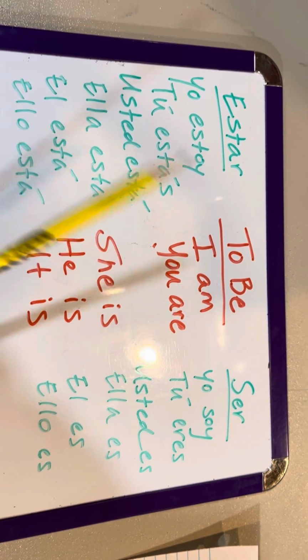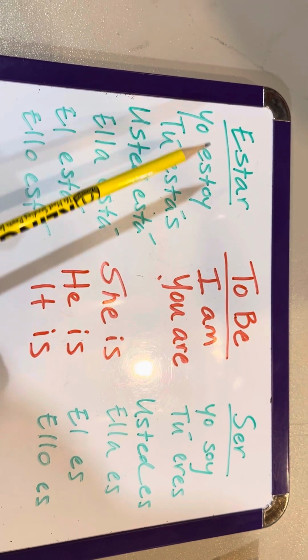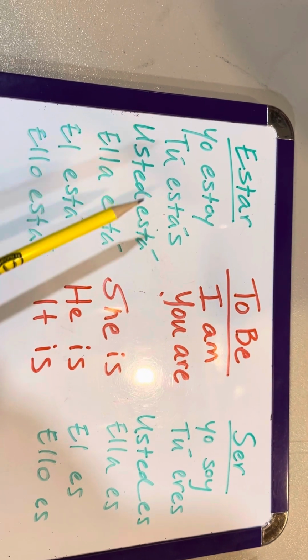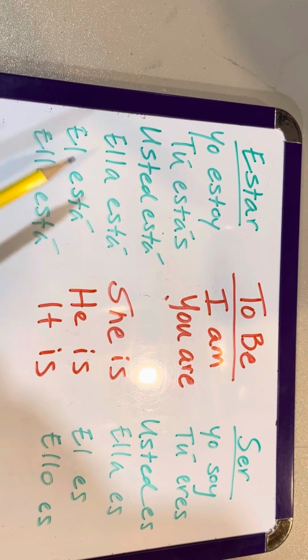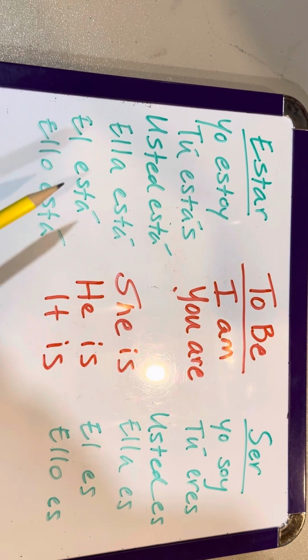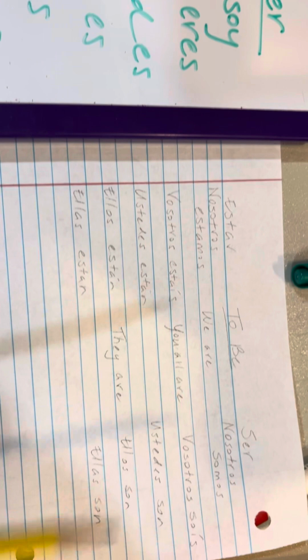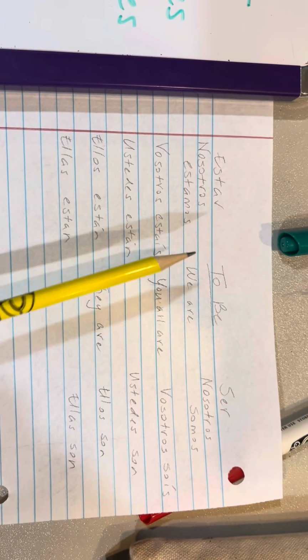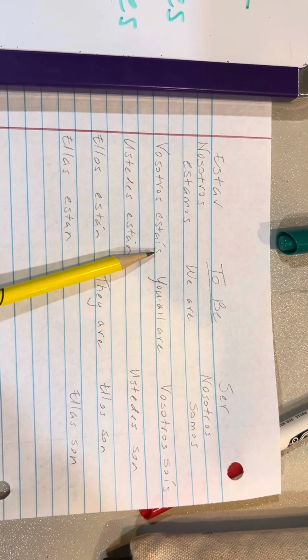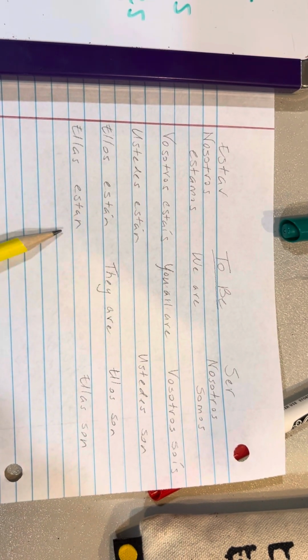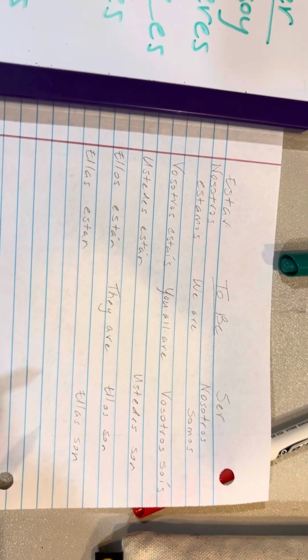All right, so let's review this. We have estar, yo estoy, tú estás, usted está, ella está, él está, ello está. And then over here, whoopsie, didn't mean to do that. Not sure how that happened. Nosotros estamos, vosotros estáis, ustedes están, ellos están, ellas están.